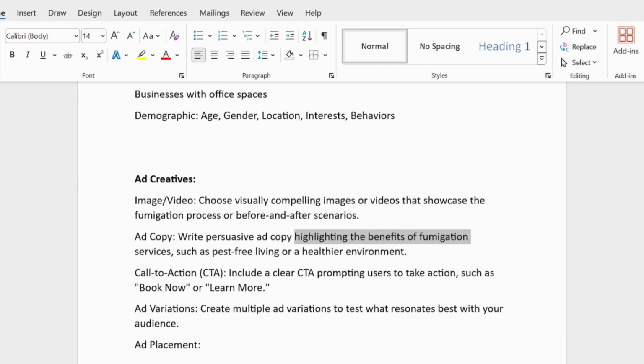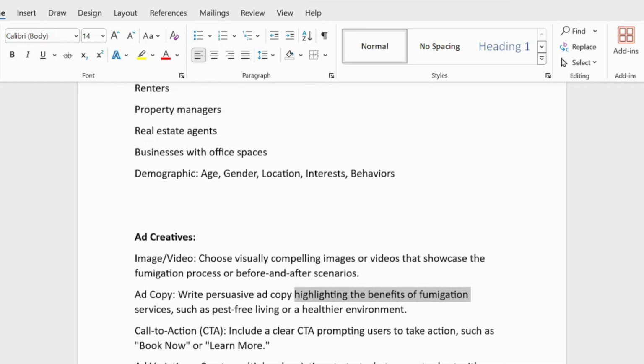Then we included also a call to action. Call to action was a very important aspect of this campaign. And for this one, we wanted people to send a message so that the representative of the company can engage, ask the customer for specific details. For example, where is the house located? What is the size of the house? Is it a bedsitter? Is it a one bedroom? Is it a two bedroom or three bedroom house?